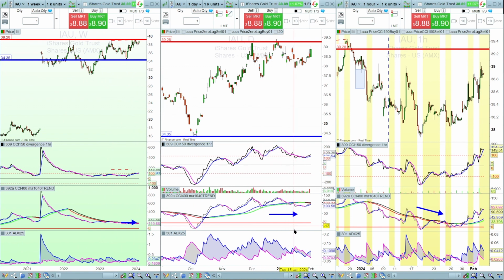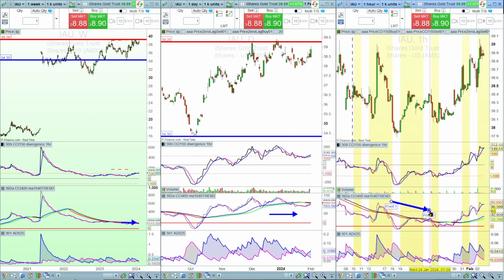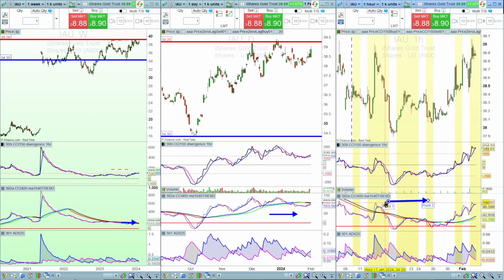And on the daily, we do have a bullish movement and much of a neutral as well on the CCI 400. The CCI 150 is moving in line with the price on the daily. On the hourly, bullish movement on the ADX, bullish on the CCI 400, and the CCI 150 is moving in line with the price. So bullish movement at the moment there as well. I'll just move that, give you a better indication there.